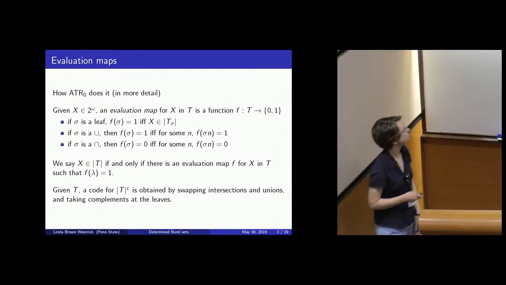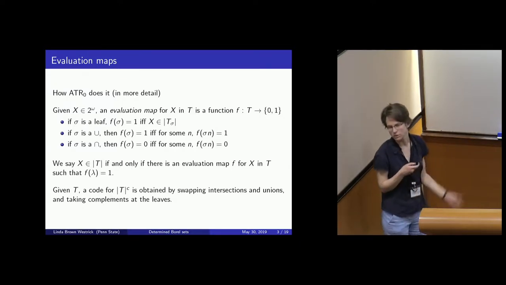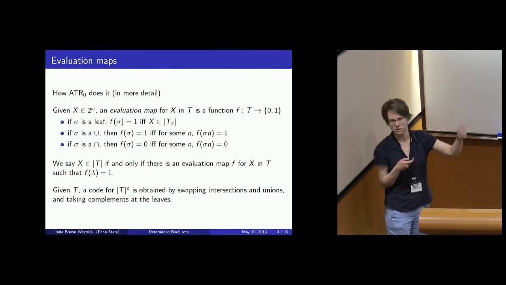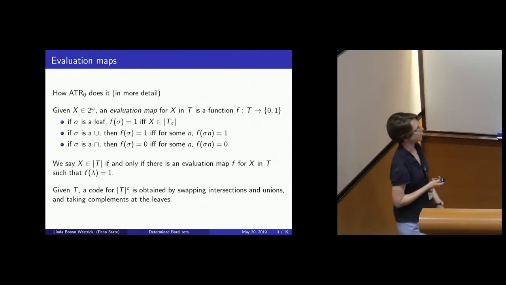and I guess classically. All right, then just a thing to note: if you have a code for a Borel set, you can easily get a code for its complement just by swapping all unions and intersections, and by taking complements at the leaves. So there's a lot of symmetry between a code for a Borel set and the code for its complement. So we go back and forth between this.